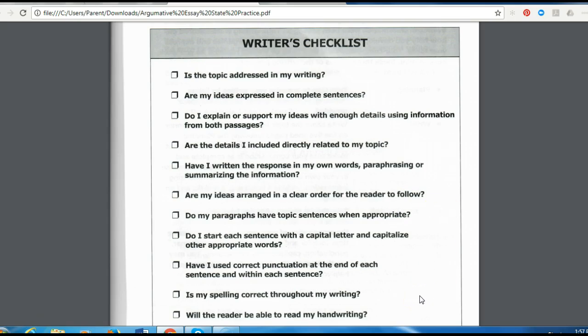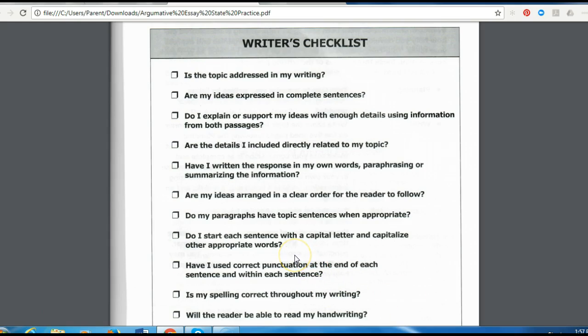Do my paragraphs have topic sentences when appropriate? Remember, as you're changing an idea, you're going to change a paragraph. Make sure that your paragraphs are all talking about the same idea. If you are talking about your claim, make sure that the paragraph that you're writing is about your claim. If you are talking about counter arguments, make sure the paragraph that you're writing is about counter arguments. You're not going to have several days to write this, so you need to make sure and have a clear idea in your head, a plan, and the idea of the writer's checklist.